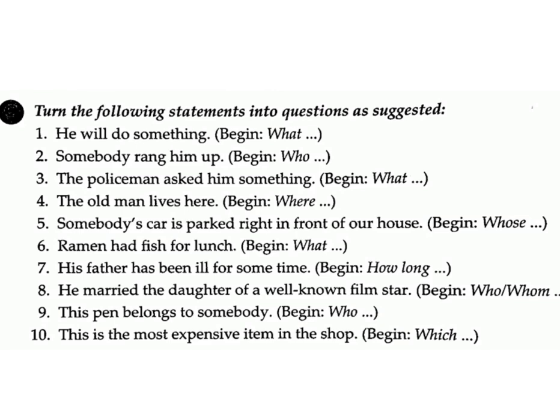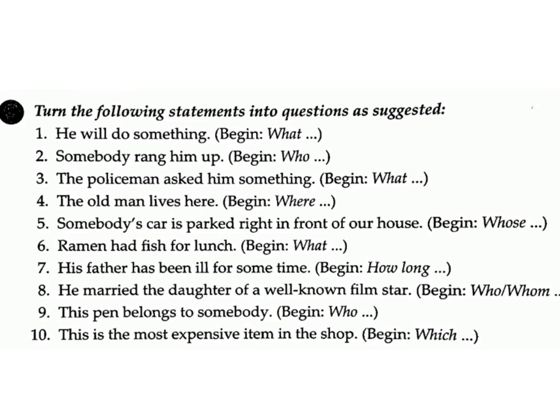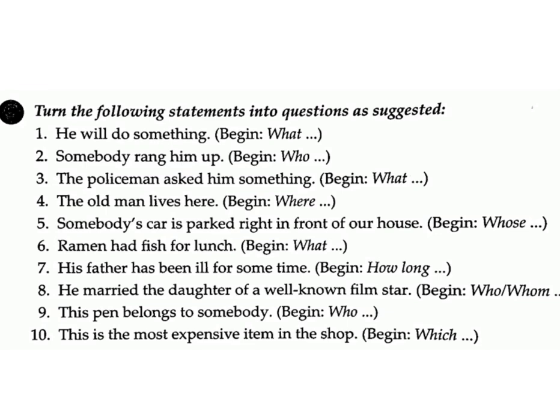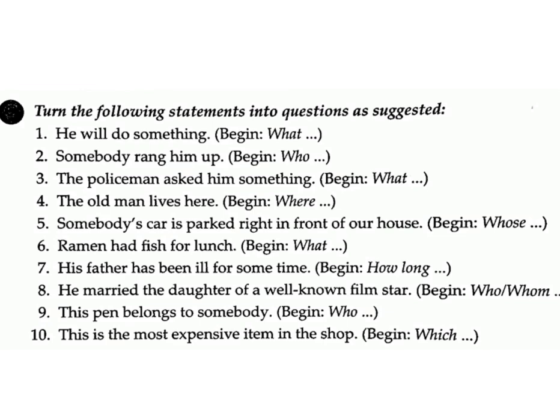4. The old man lives here. Begin. Where? Answer. Where does the old man live? 5. Somebody's car is parked right in front of our house. Begin. Whose? Answer. Whose car is parked right in front of our house? 6. Raymond had fish for lunch. Begin. What? Answer. What did Raymond have for lunch?